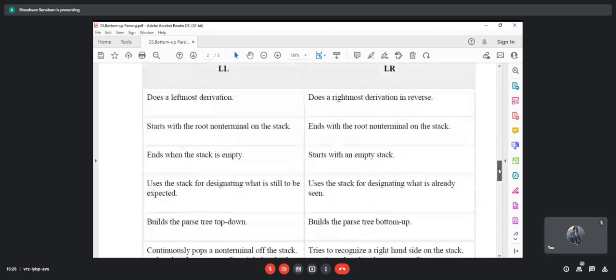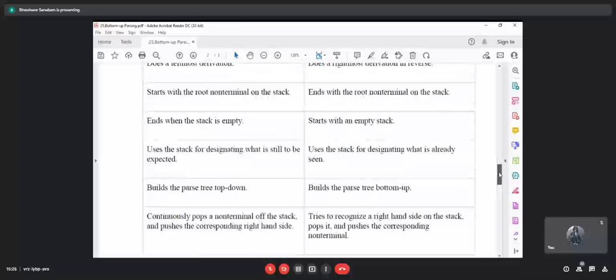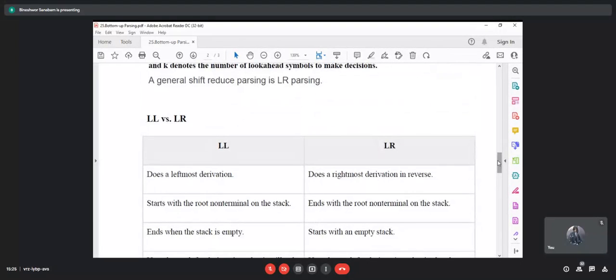So this is just the difference. I think this is just a theory thing. You can just go through it. So this is just the difference between LL parser and LR parser.